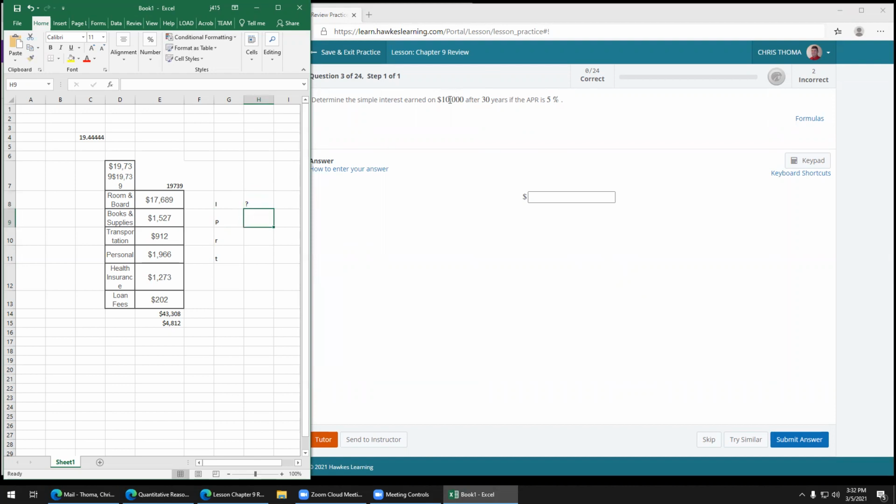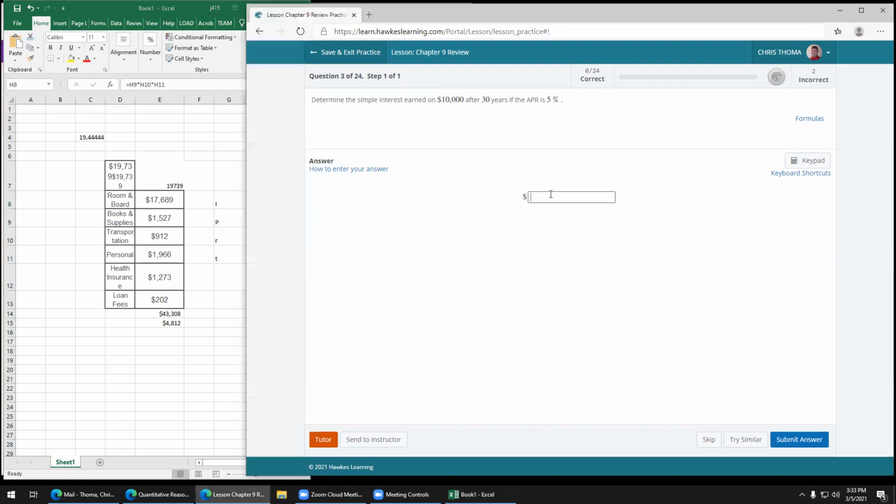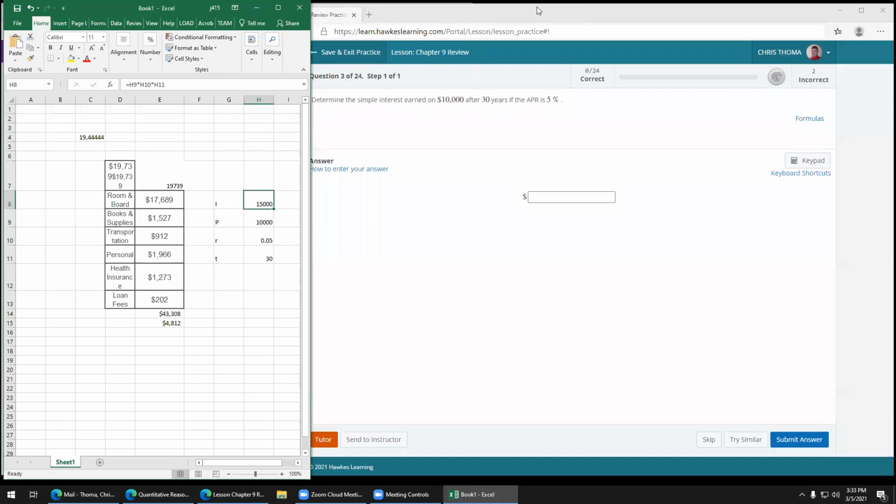Our principal is our starting balance, which is 10,000. And it is for 30 years. So that's our time. And our rate is 5%, which we have to put into a decimal, so that's 0.05. And again, to find simple interest, we take principal times rate times time. We get 15,000.